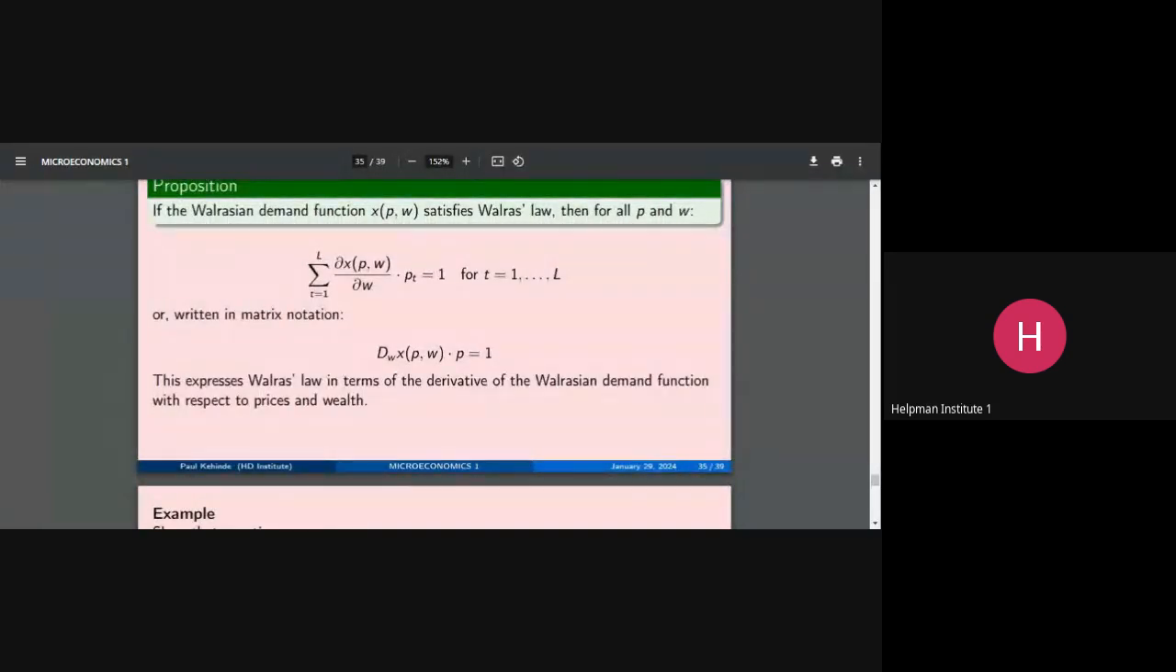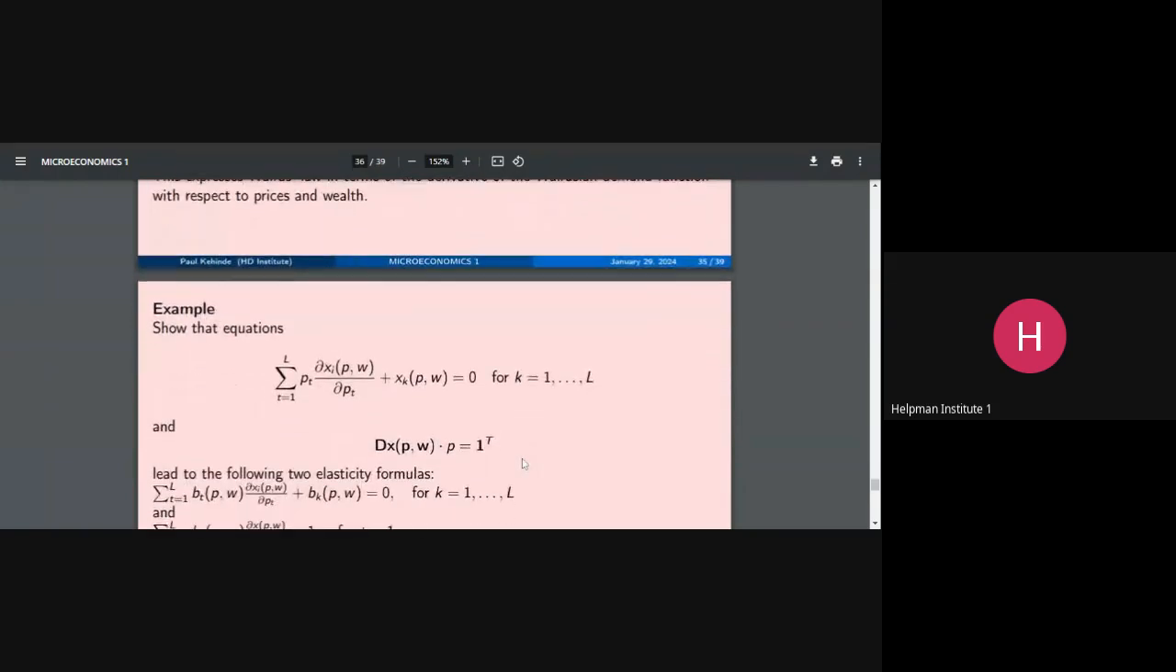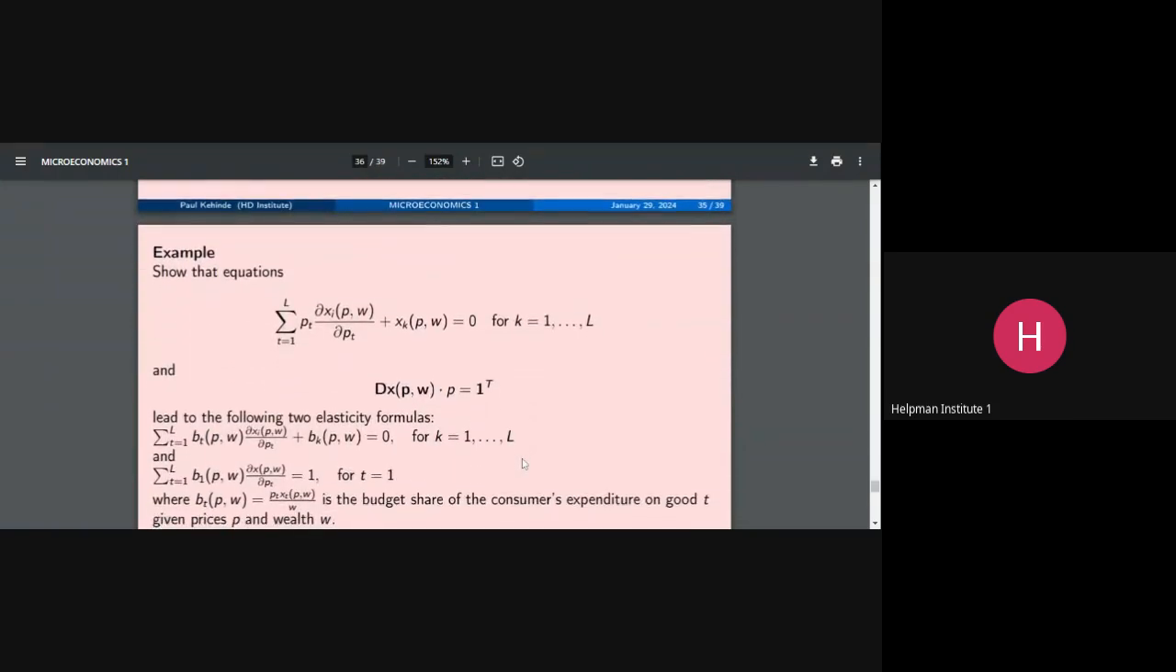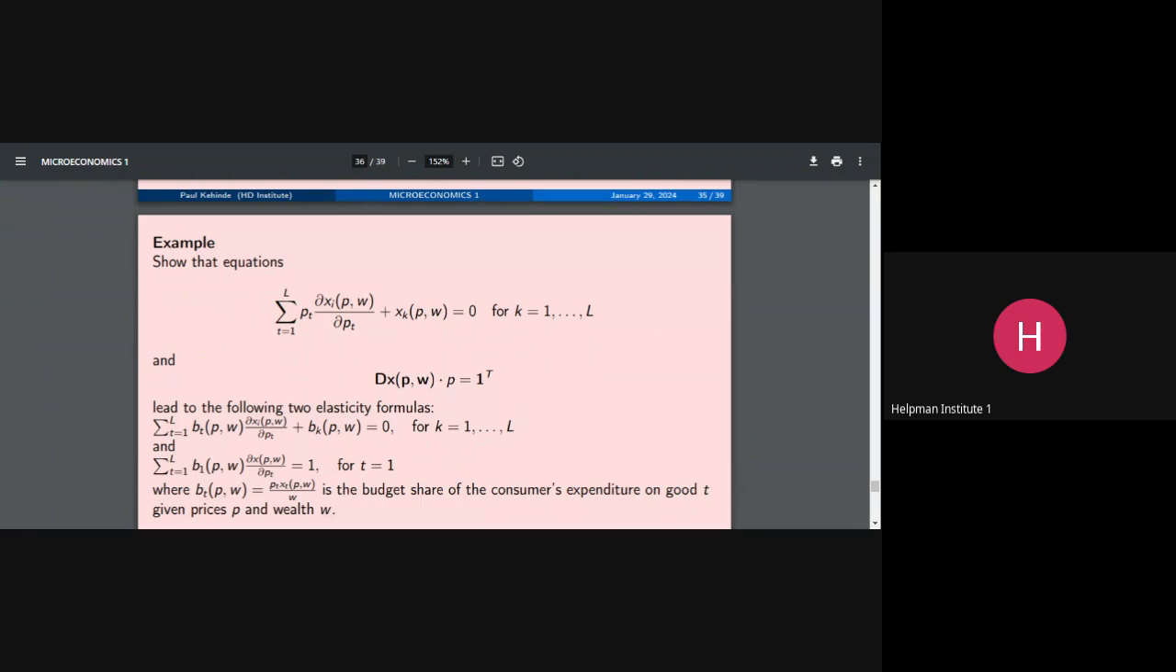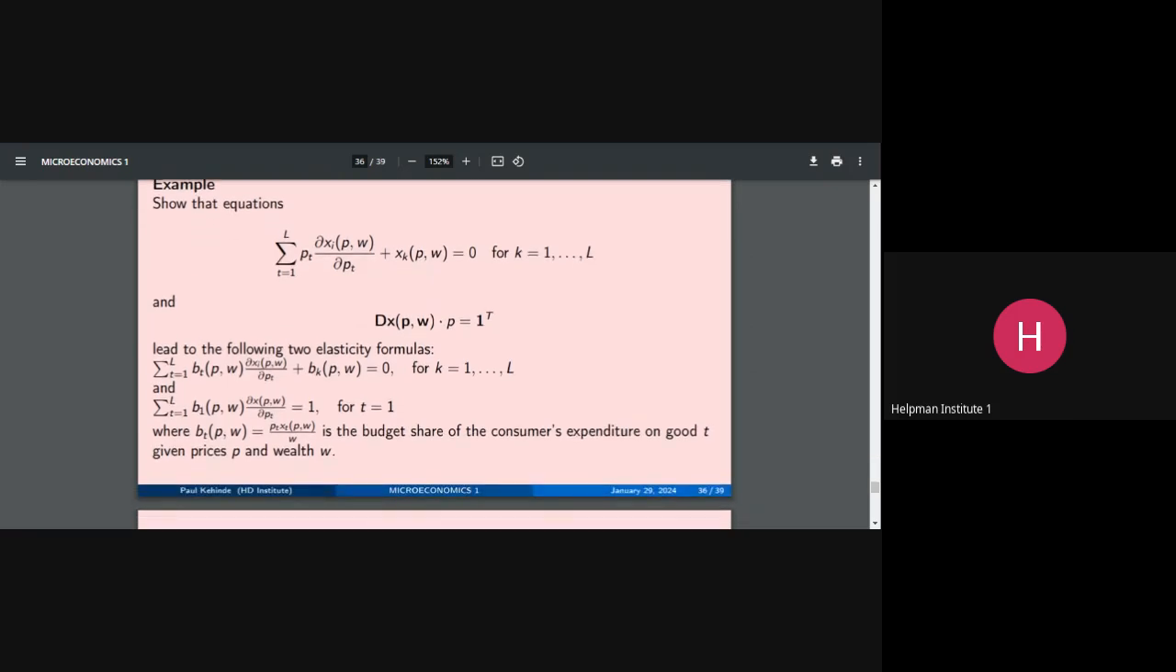So find them there. Here is another exercise, another equation. Show that these equations will give us zero. You have to show that the wealth effect plus this price effect... this is the price effect, and this is the wealth effect in its matrix form. You have to show that this equation is going to lead to the elasticity formula, which is this. You can practice that on your own.